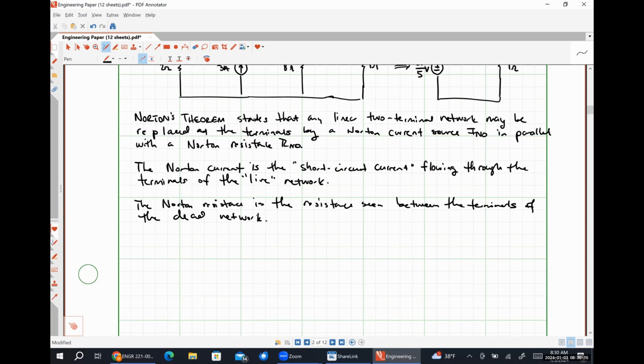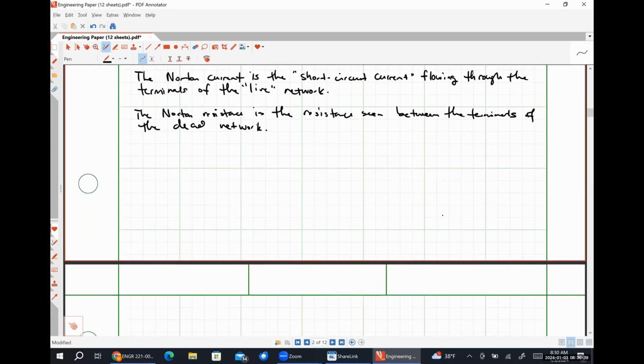So the Norton resistance is literally the exact same thing as the Thevenin resistance, so you will never hear me refer to it as a Norton resistance again. It is literally the same thing, defined in the exact same way, determined in the exact same way. There is no need to have two different quantities. It's the same damn thing. All right, so let's take our circuit from a moment ago. And now find the Norton equivalent circuit.